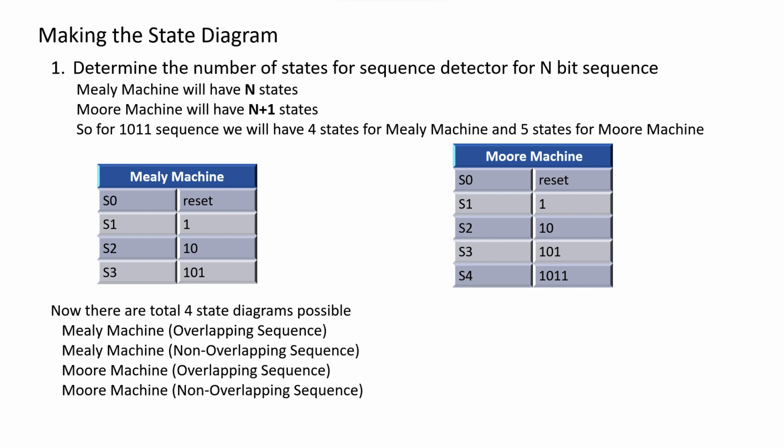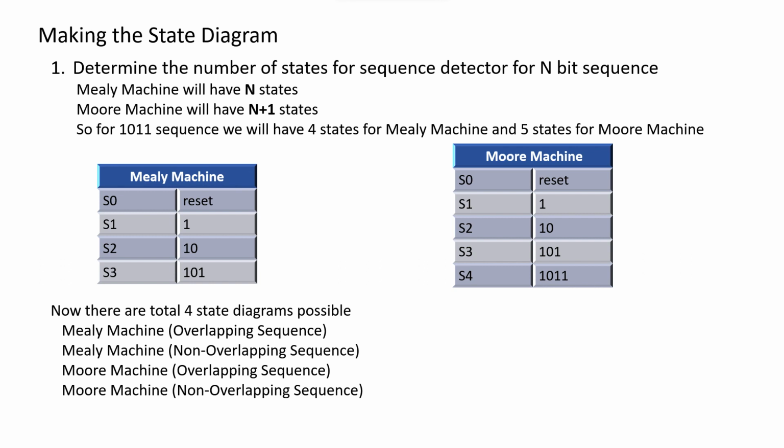First step is to determine how many states there will be for the state diagram. The number of states depends only on whether the state diagram is Mealy based or Moore based. For an n-bit sequence, a Mealy machine will have n states. A Moore machine will have n plus 1 states. So for the 1011 sequence we will have 4 states for the Mealy machine and 5 states for the Moore machine.